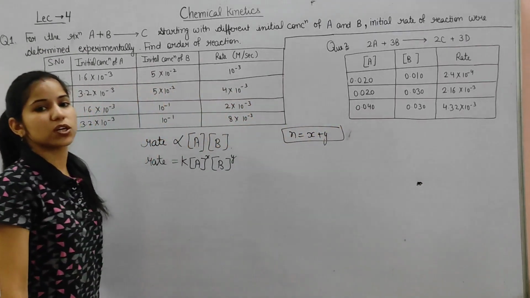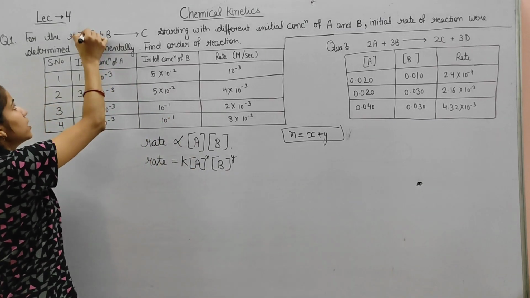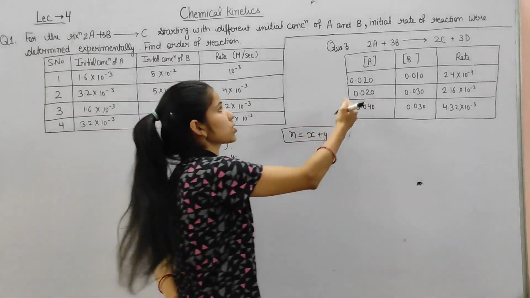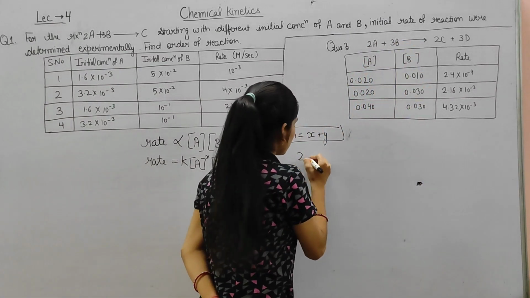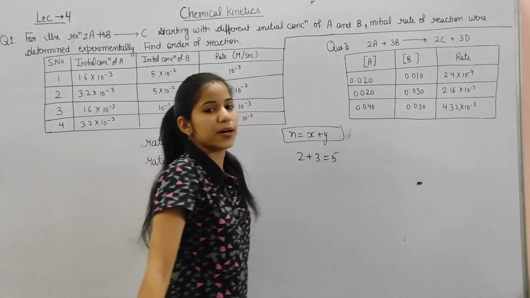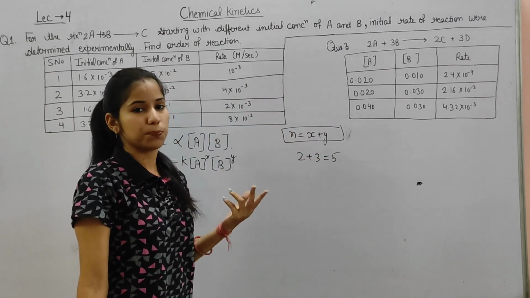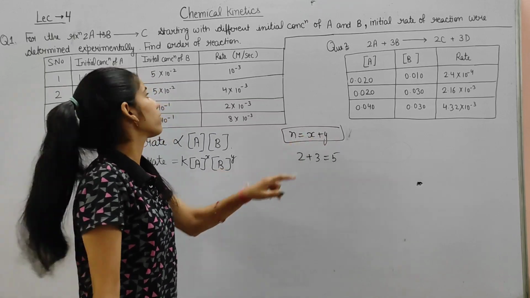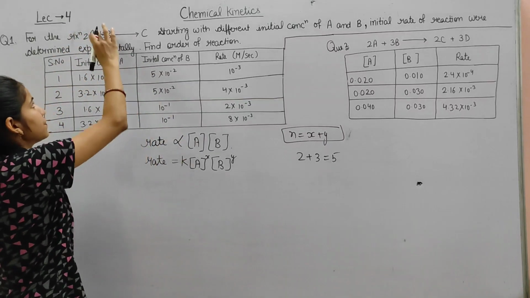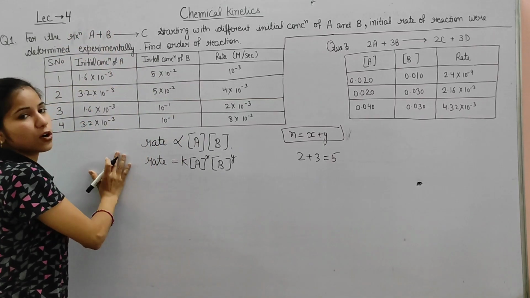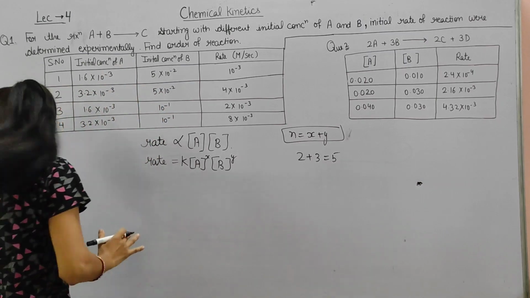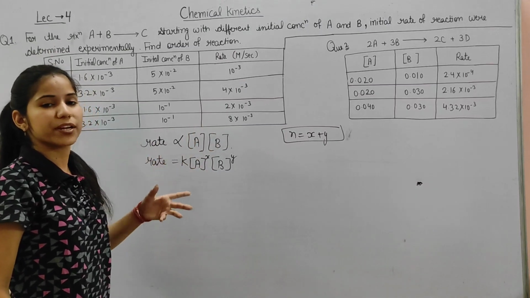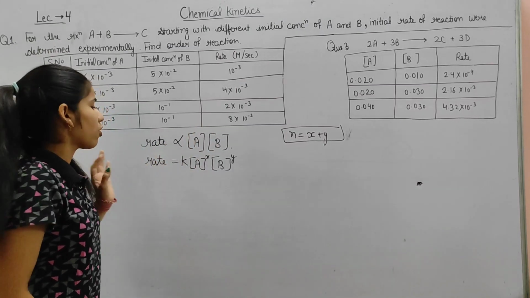These may or may not be equal to the stoichiometric coefficients. If 2 and 3 are given, maybe they are 2 plus 3. Like in this question 2 and 3 are given, so 2 plus 3 is 5. But more than 3 order is not possible. So we are not considering that these x and y are always equal to the stoichiometric coefficients. Clear? So we have to find out the order with this experimental data.